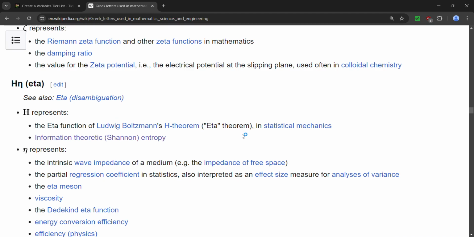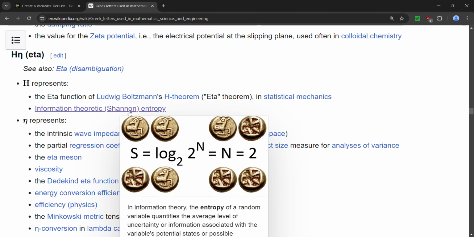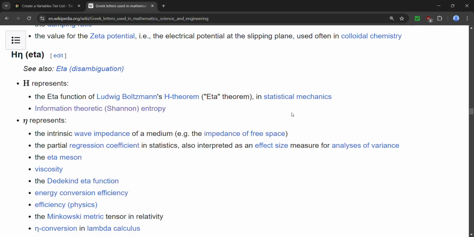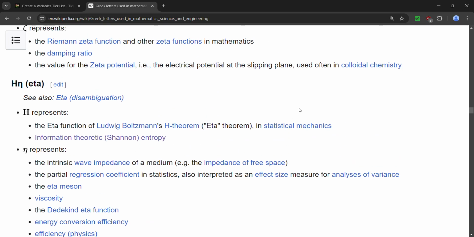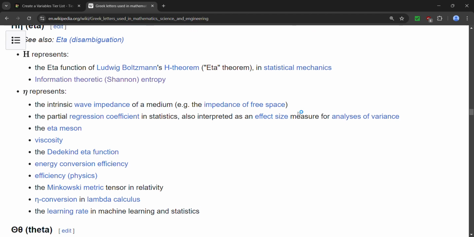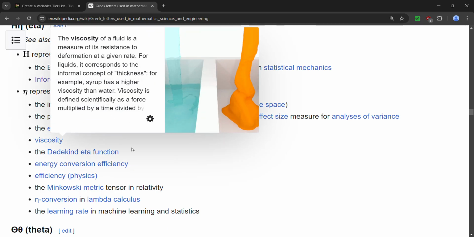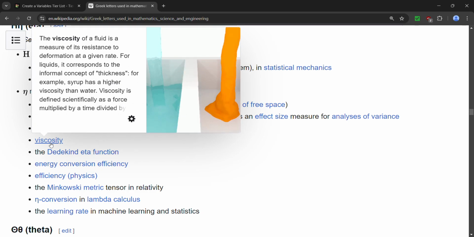Eta. Capital eta, which I guess also represents the Shannon entropy, which I think regular Latin H also represents. Anyway, eta, the lowercase one, the one I've actually used. What do we got? Wave impedance. I've never seen it used to represent viscosity, but I like this animation though. Wow. So the left is like water and the right is like, honey? What flows like that? Interesting.